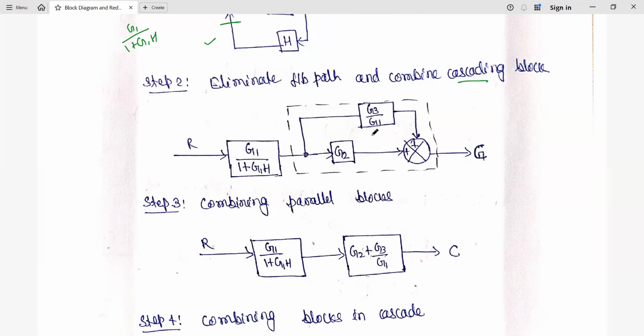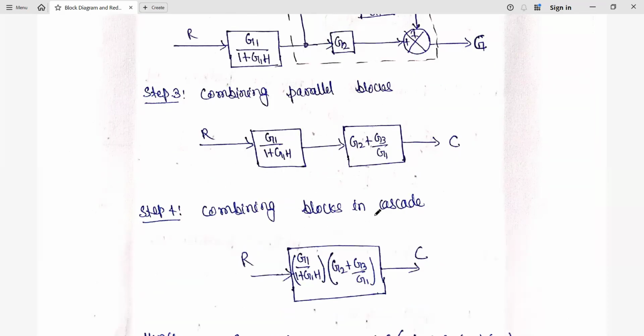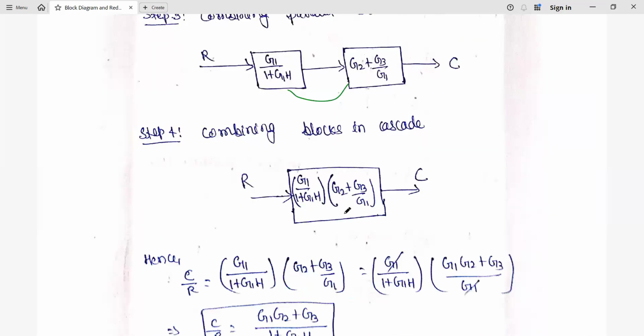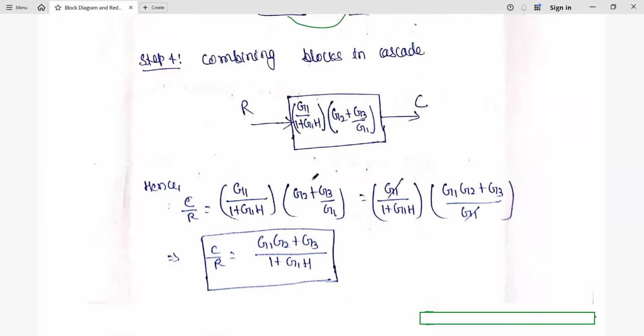So now what we are going to do here, these two are parallel blocks, that is the forward path. Okay, after combining, these two will be added together. So we have G2 plus G3 upon G1. Now finally, these two are again in cascade, so we'll get the product of these. So we have this function. Now we can simplify finally. Here we can take the LCM for this one. G1 gets cancelled. So finally C upon R equals G1 into G2 plus G3 upon 1 plus G1 into H. So like this, these 11 rules are going to help us to reduce the block diagram.